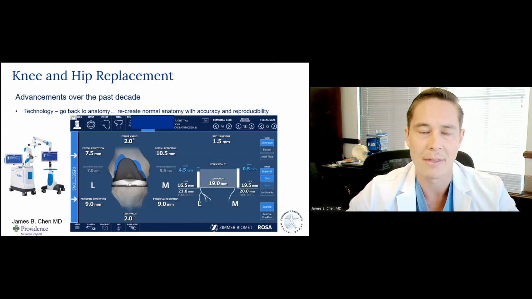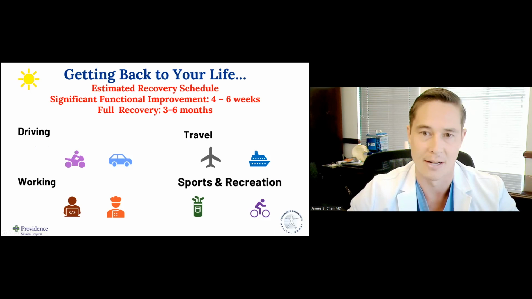This is the robot that we have at Mission Hospital, and this is the information that I receive real time in the operating room. And so a lot of numbers on the screen, but I'm just putting this up here to show you. With this, I can make the surgery as precise to the millimeter and to the degree to execute the plan that I have made for you in a precise and accurate manner.